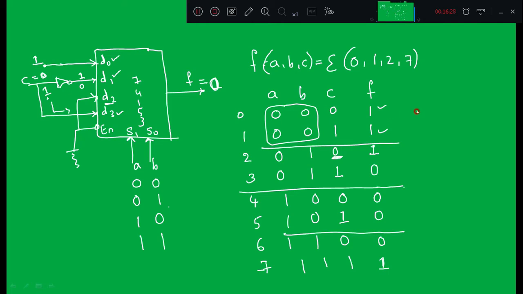So you can check in the truth table, the output is 1 for 0, 1, 2 and 7. For the rest of the combinations it is equal to 0. That means the given function is verified using the 4:1 mux, right? Similarly, I'll give you one more example where you can design it yourself and verify the output.